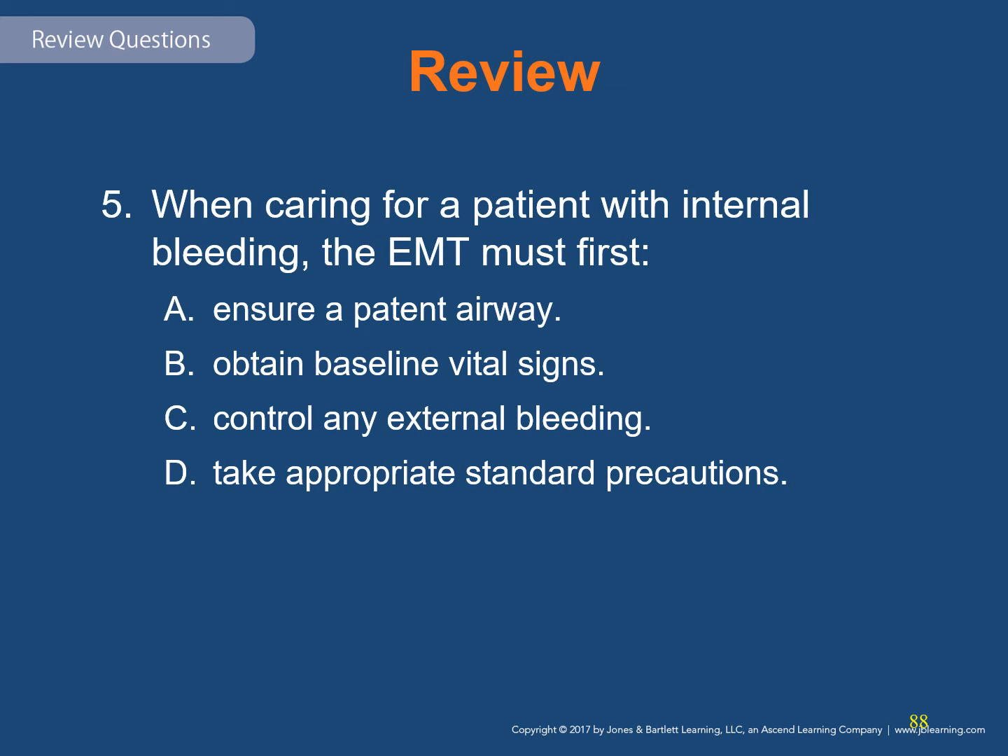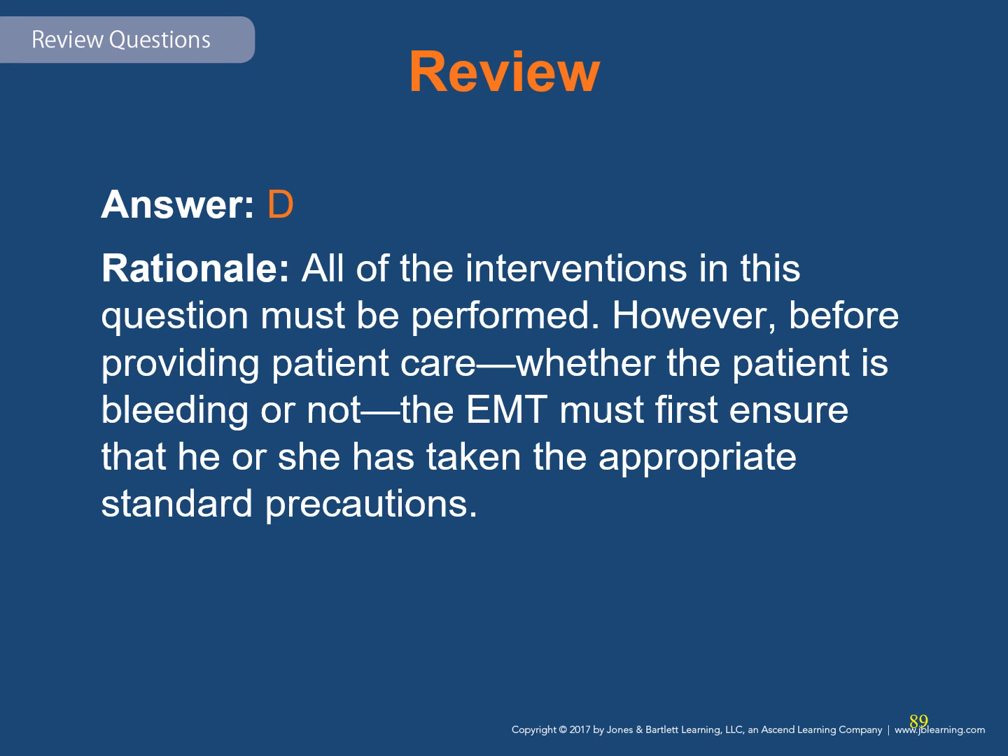Review question 5. When caring for a patient with internal bleeding, the EMT must first: A, ensure a patent airway. B, obtain baseline vital signs. C, control any external bleeding. D, take appropriate standard precautions. The correct answer is D. All of the interventions in this question must be performed. However, before providing patient care, whether the patient is bleeding or not, the EMT must first ensure that he or she has taken appropriate standard precautions.